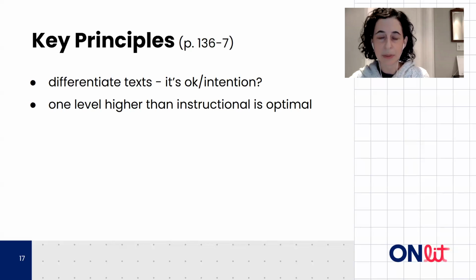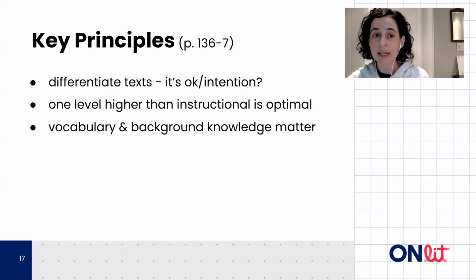The second principle is that the optimal level to stretch students toward is approximately one level higher than what their independent reading level would be. So she actually shares that there really is no research to back up going more than one level above, and shares a study of third graders where more than one level above, stretching them beyond that, actually led to a mean comprehension of only 53%.